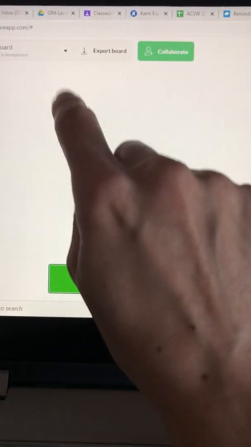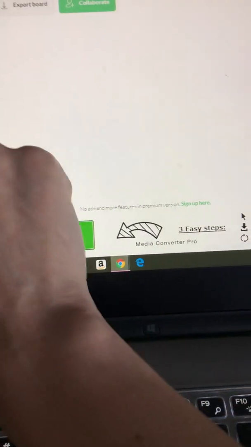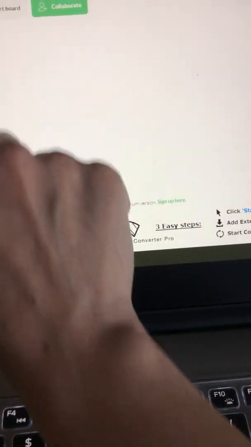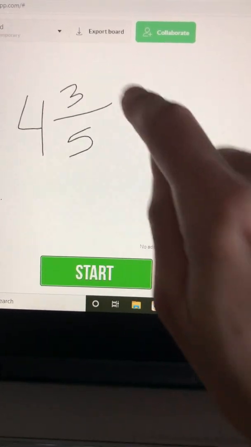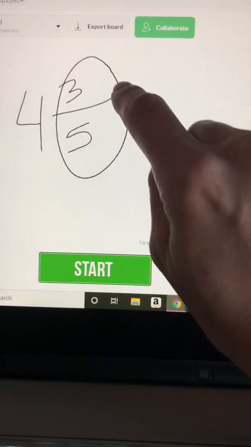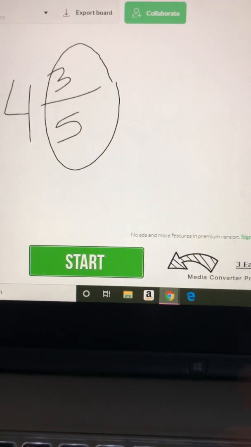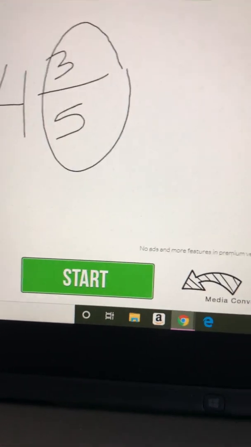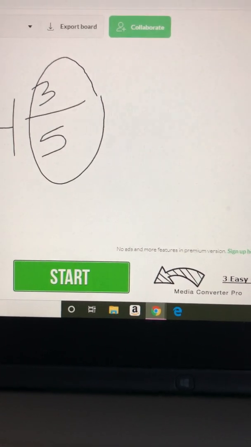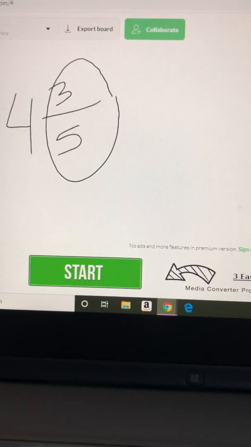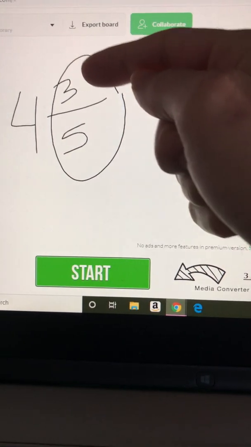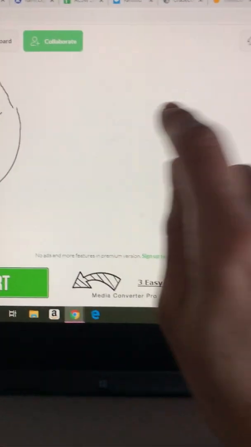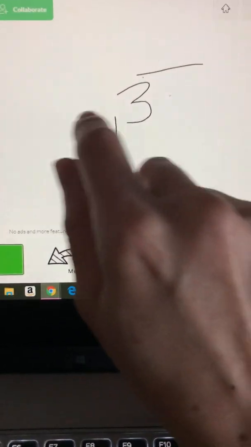All right, so we have 4 3/5 as our fraction, okay? Now, the whole number stays the same. What we're changing into a decimal is the actual fraction part of it, not the whole number. Now, I think it was chapter 5 or chapter 6, we went over how to interpret a fraction as a division problem, okay? So we can say here that it's 3 divided by 5. So we're going to rewrite this and put 3 divided by 5.